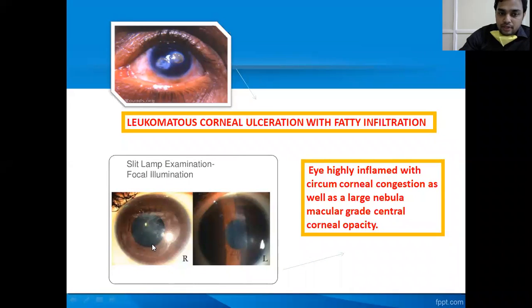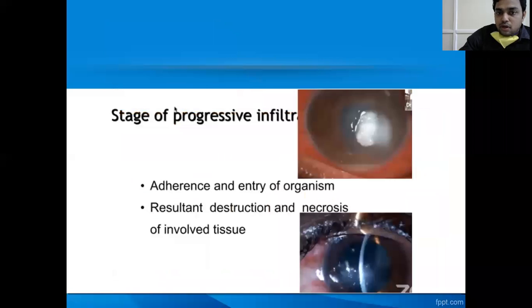So this picture shows the opacities of the cornea. Here we see a thick opacity involving more than one third of the stroma. We call it a leucomatous cornea, leucomatous opacity. This is a superficial opacity. We call it a nebula. Here only Bowman's membrane is involved. Here it is a mixed type. We see the superficial stroma is also involved along with the Bowman's membrane. We call it a macula. So these are different types of corneal opacities.